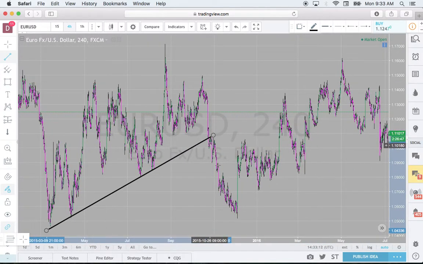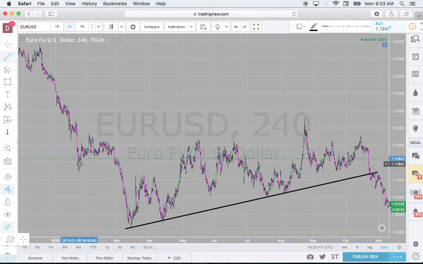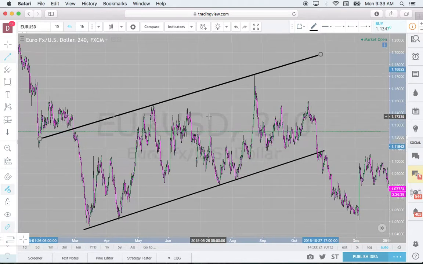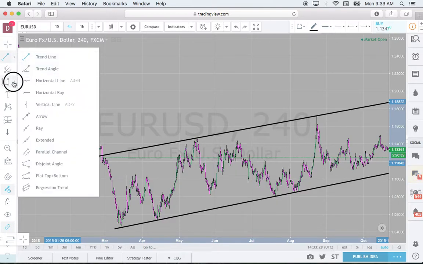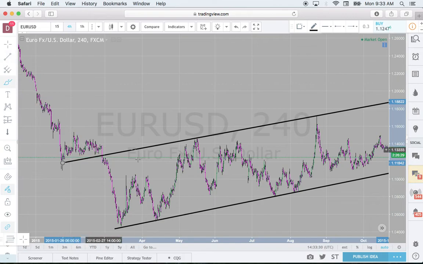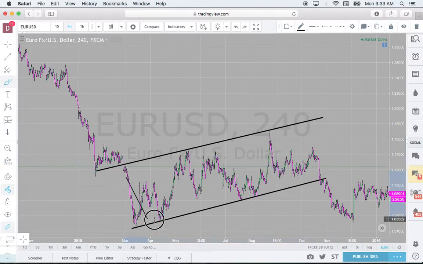It broke out there and then continued. But you can see, if we graph this trend line, there is a clear indication of price respecting this zone that comes up here and this zone that comes parallel to that zone. So price is moving in between here and respecting these two parallel bars.